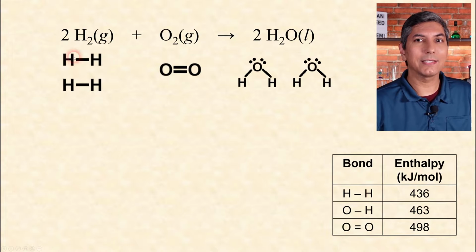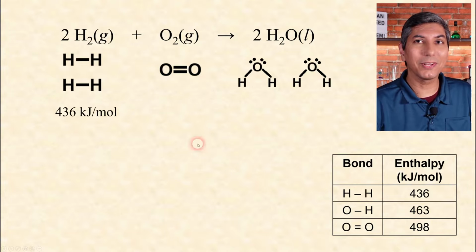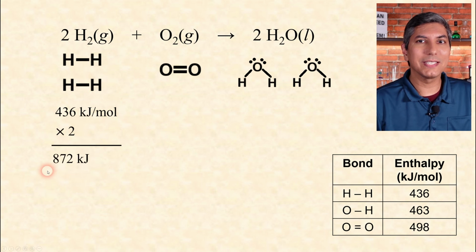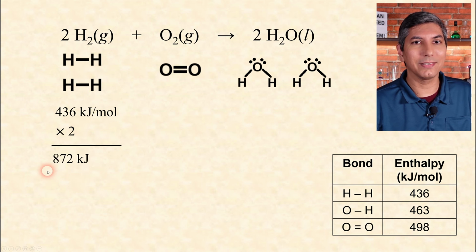In hydrogen gas, the H-H single bond has an enthalpy of 436 kilojoules per mole. Since we have 2 molecules of this, that means we have 2 bonds. So that gives us a total of 872 kilojoules for those bonds. The oxygen-oxygen double bond has an enthalpy of 498 kilojoules per mole.